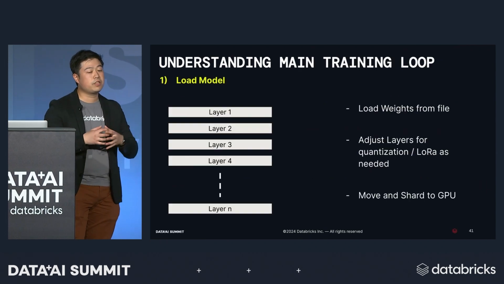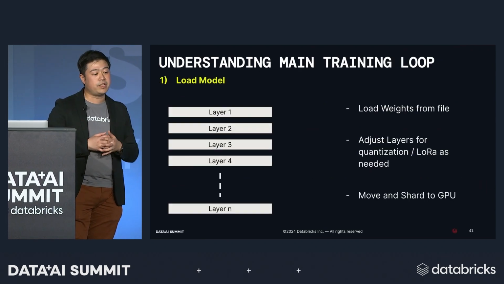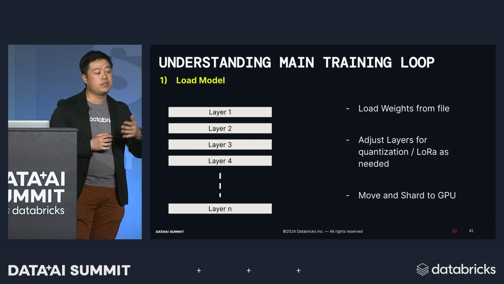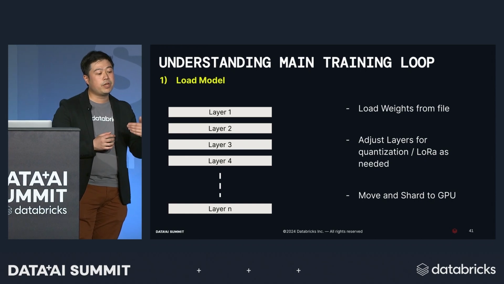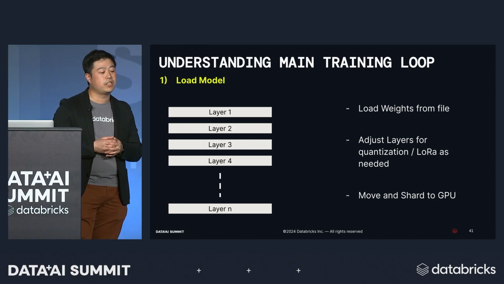So we've looked a little bit at data loading and data generation. Let's talk a little about the main training loop. So what happens in the main training loop? Firstly, we load the weights from the file. Then we go through and adjust the layers for quantization and for LoRA adapters.